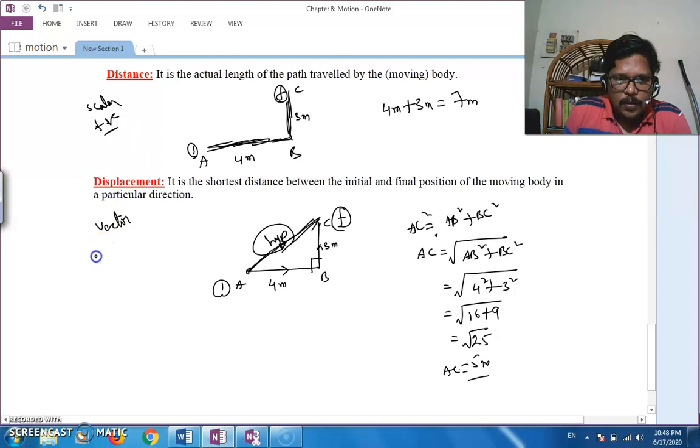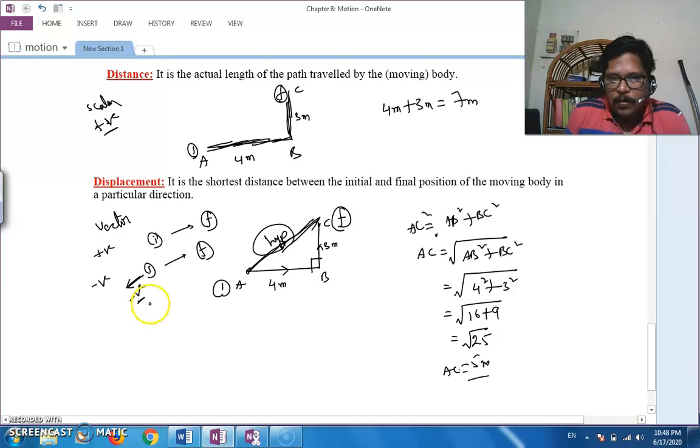Whereas displacement is positive when it is moving from initial to final in the direction of motion. It is negative when it is moving in the opposite direction. So in this case we consider a negative displacement, that is, if the body is moving in a direction opposite to the one in which it has to move, then this direction is considered negative, so the displacement will have a negative value.